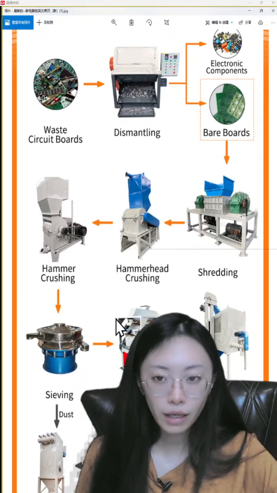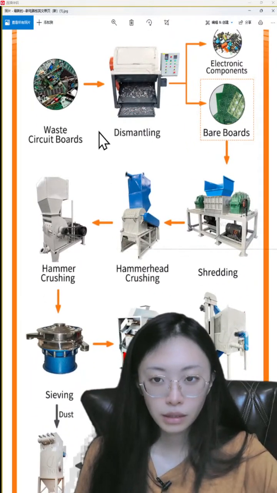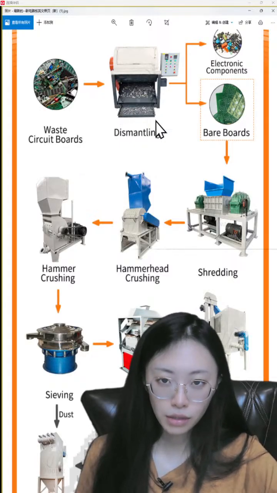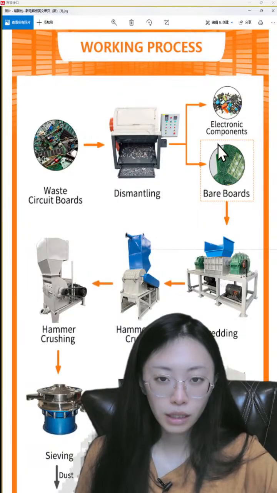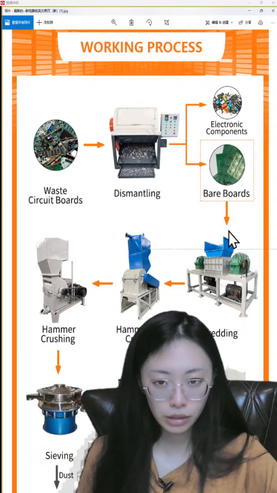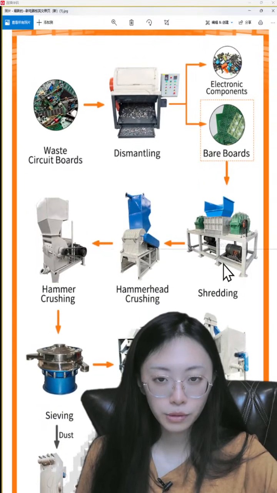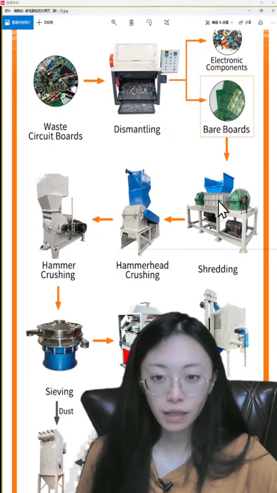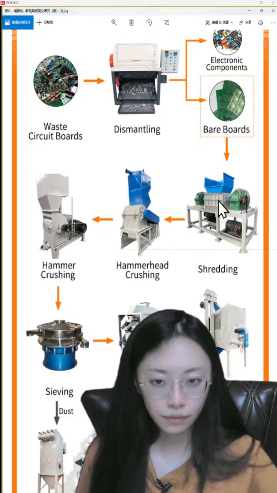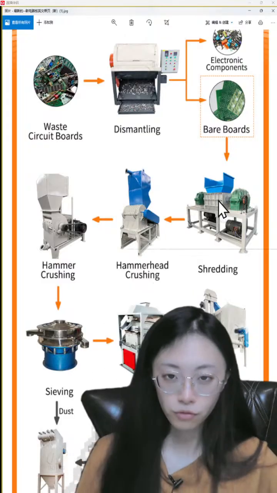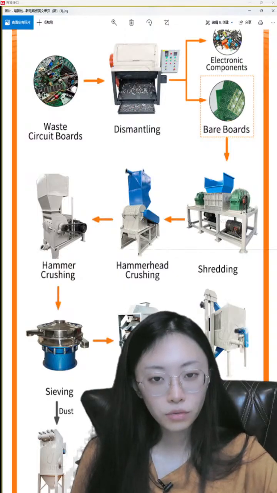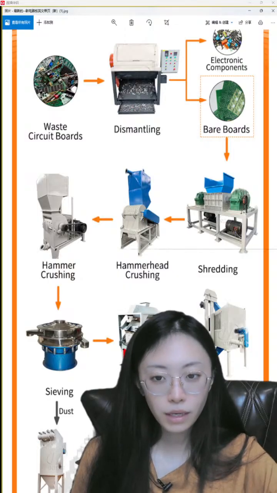Here is the whole production line. For the waste circuit board, first use the dismantling machine to recycle the electronic components and the bare board. Then the bare board can be put into the crushing machines. The first is the shredding machine. This is the double shaft shredder to crush the particles to 3 to 5 centimeters, and then we have two crushers.